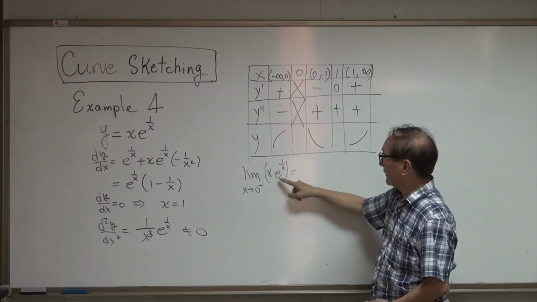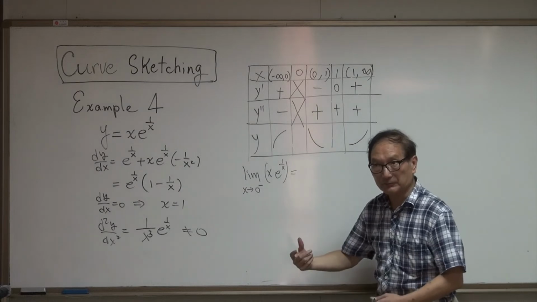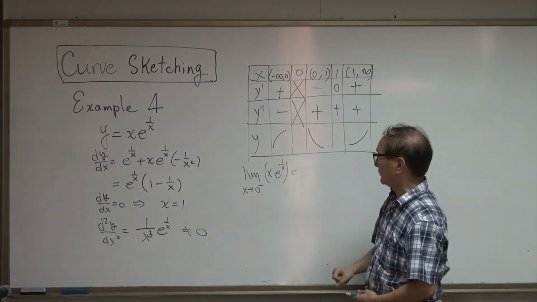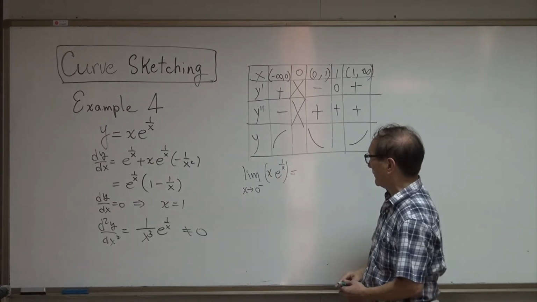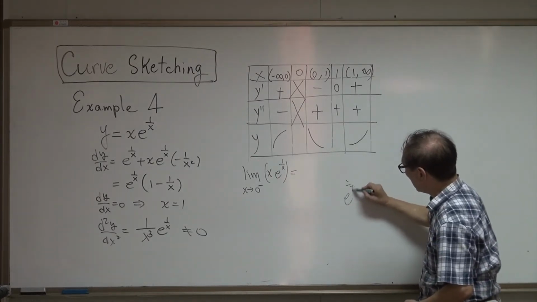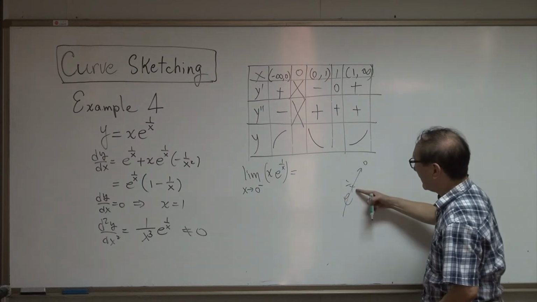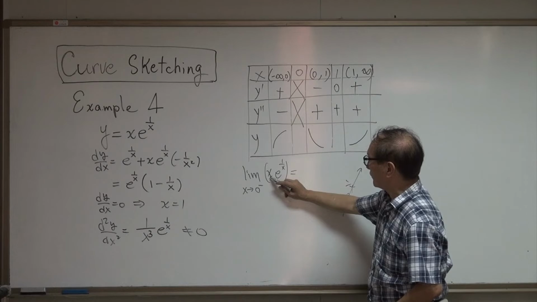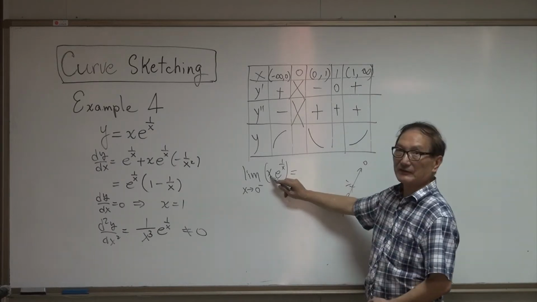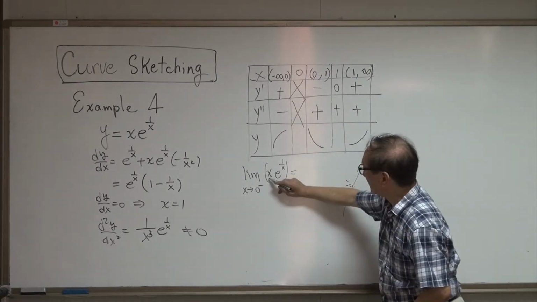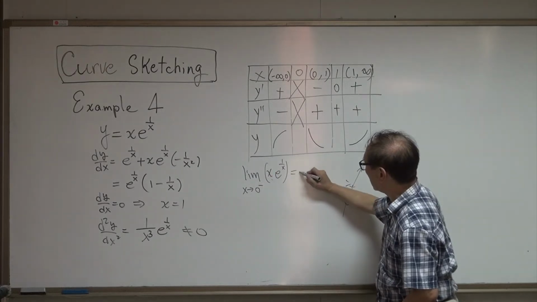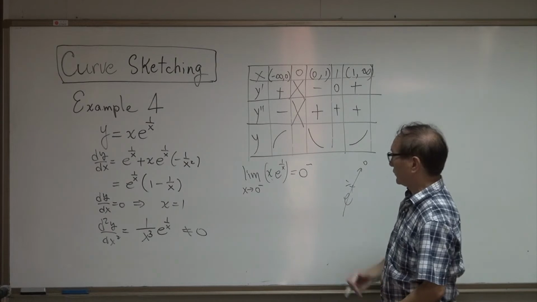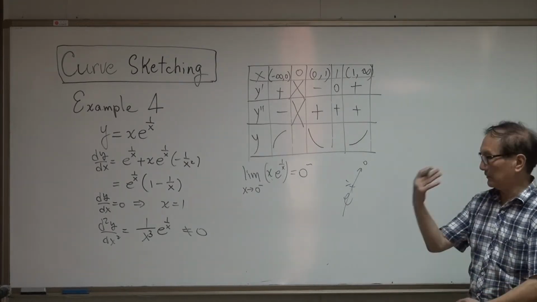Very big negative. e to the very big negative number is 1 over e to the very big positive number. Therefore, it's almost 0. This one is approaching 0 when x is a very small negative number. And this one is also approaching 0, a negative number. This is positive 0, this is negative 0. Therefore, the result is 0, but negative, which means y is approaching 0 from below.